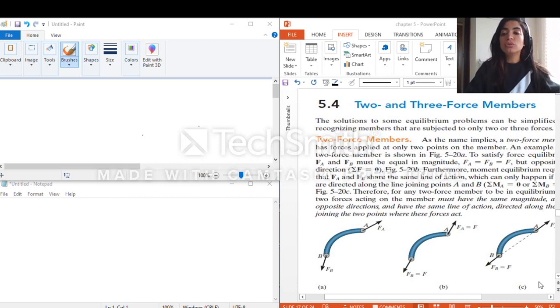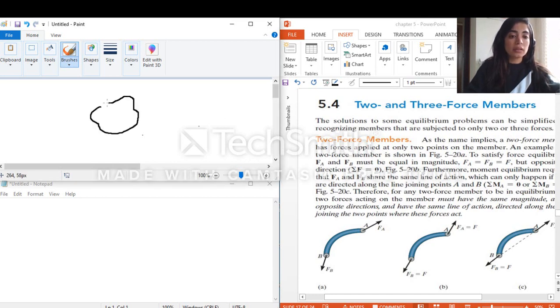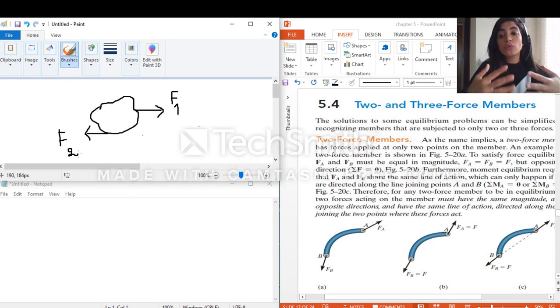From its name, guys, 2 force member means that I have a member, any body, and this body basically is only subjected to 2 forces. Let's say this is F1 and this is F2. So why should I talk about 2 force members? Because in fact, a 2 force member has certain conditions to satisfy the equilibrium.